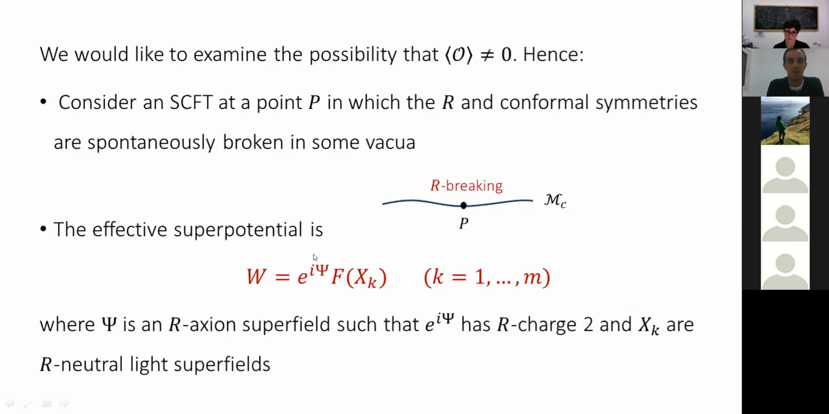And in this vacua, the effective superpotential takes this IR form. Here psi is the R axion superfield that results from the breaking of the R symmetry, and X are just R neutral chiral superfields. So we have this general form that we know the superpotential takes due to R symmetry breaking.